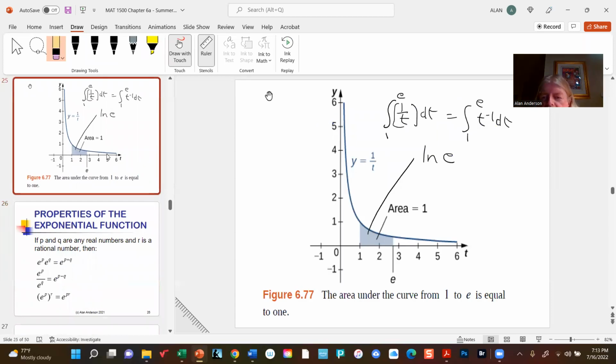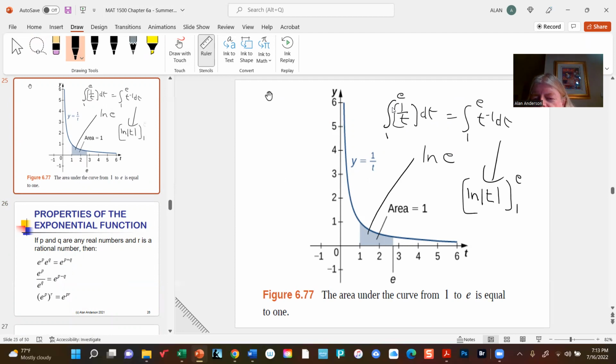All right. So the integral of t to the minus 1 dt is the natural log of absolute t. And we'll evaluate that from 1 to e. Now, e is a positive number. We don't need the absolute value sign. Okay, that's much better. Natural log of e is just 1, and the log of 1 is 0. So yeah, it works. We're good.